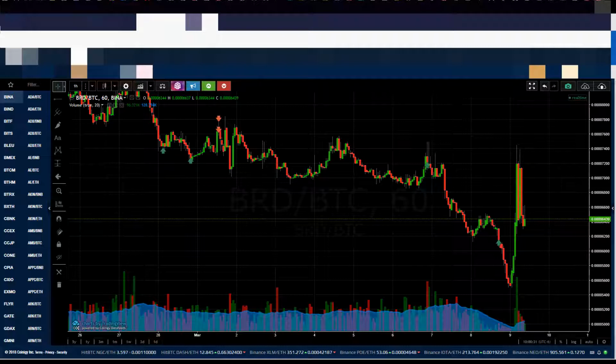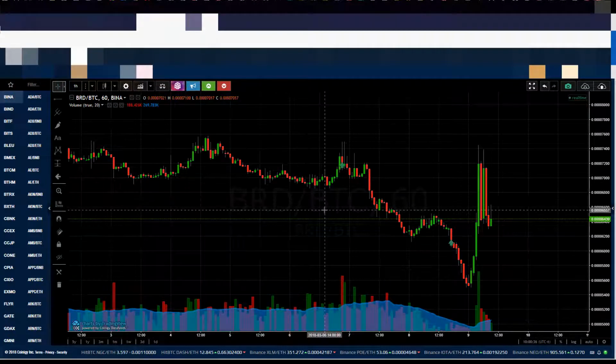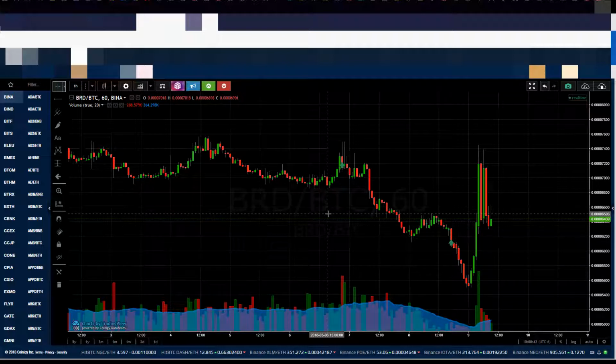So let's start with a chart. So we're on BRD, okay? Remember, I'm talking about where capital gets trapped, okay? And what happens when capital gets trapped, the actions of fear and greed, okay?